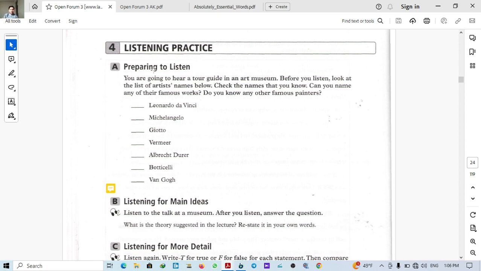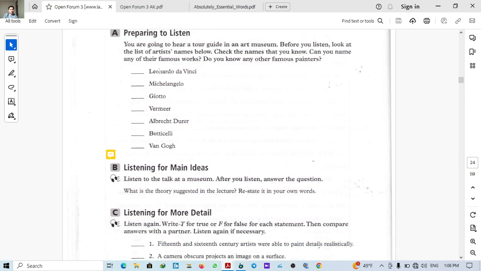So here, preparing to listen, you are going to hear a tour guide. A tour guide is a person who gives information to people who are on a trip. They are going from place to place, so probably they are unfamiliar with the region, with the area. So they are hiring somebody. As a result, the person gives information to those travelers, for example, where to go and what attractions are there, and many other things.